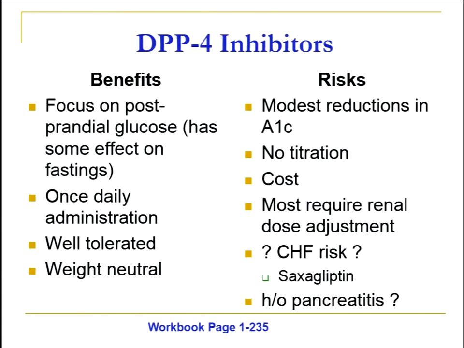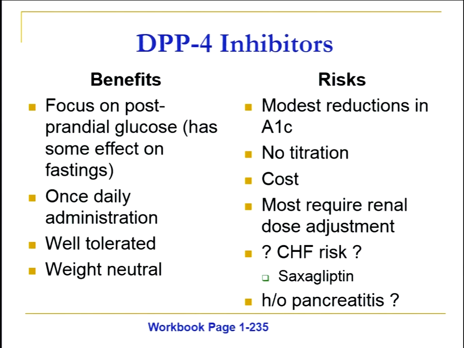The newer kids on the block, the DPP-4 inhibitors: great focus on postprandial sugars, once daily administration, easy to take, very well tolerated. The problem with this is they don't work as well as some of the other oral agents we talked about. Their A1C reduction is more modest. There's no dose titration. You start them at the maximum daily dose unless they have renal impairment. Sitagliptin, 100 milligrams. That's it. If they don't respond, then you've got a pretty costly medication on board, because they are expensive. They're fairly new.